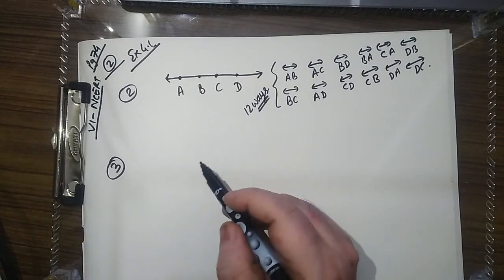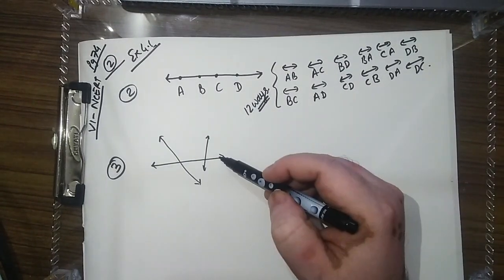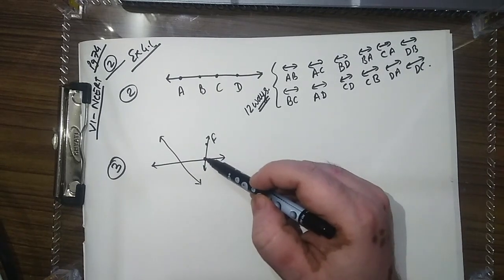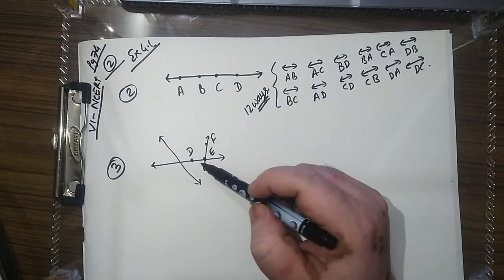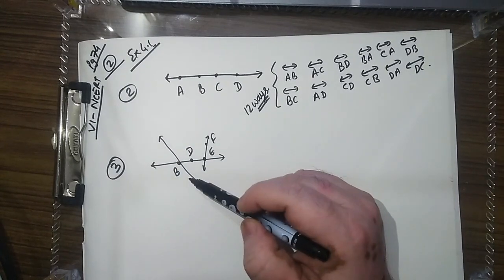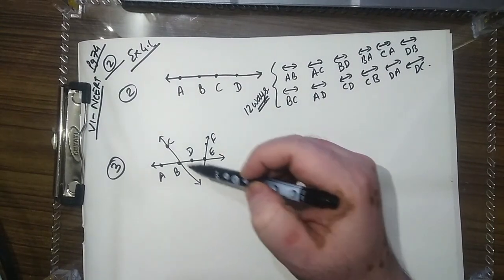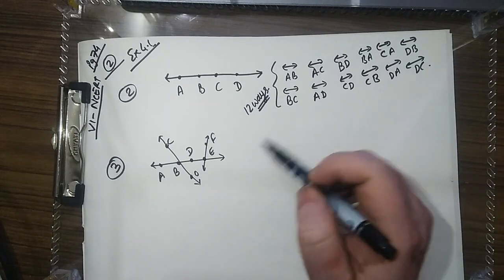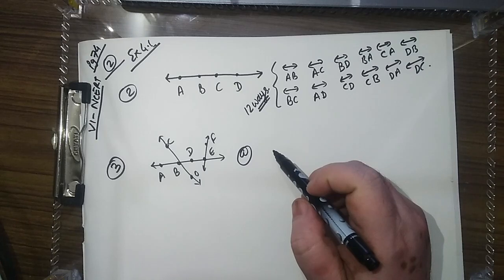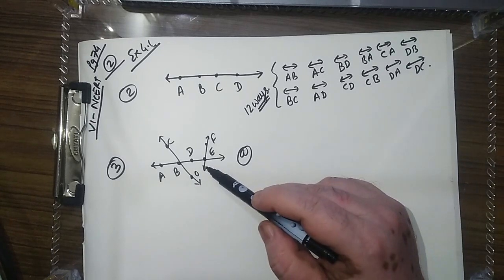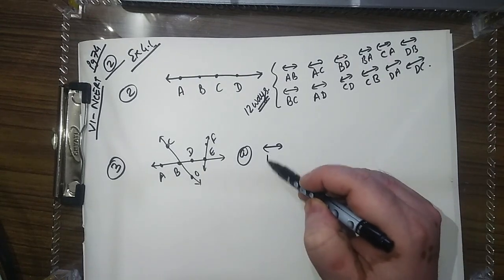The figure is like this. There is a straight line and there are two intersecting lines. This is F, this is E, this is D, this is B, this is A, this is C, and this is O. Question 3A: line containing point E. So the line containing point E is line FE.